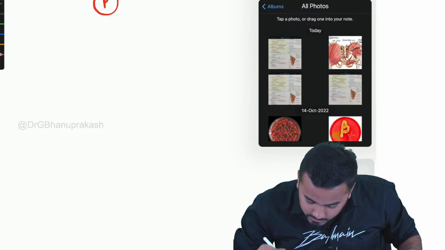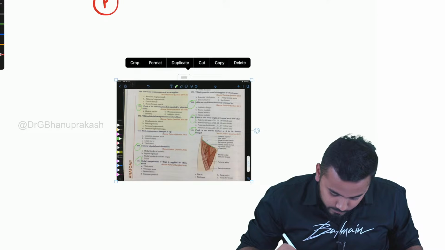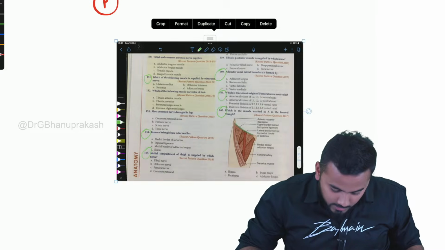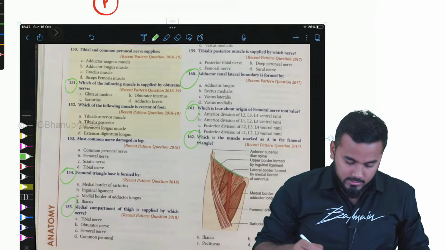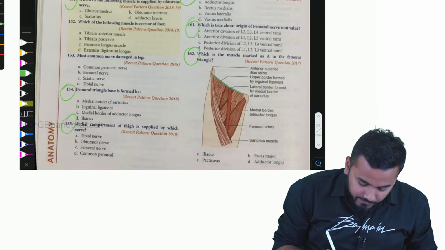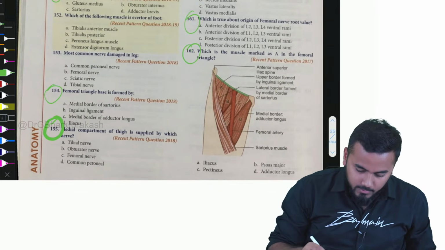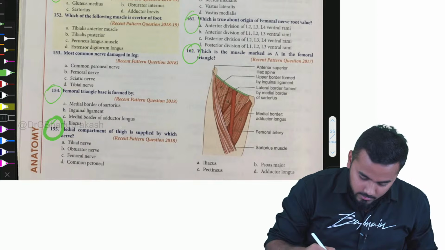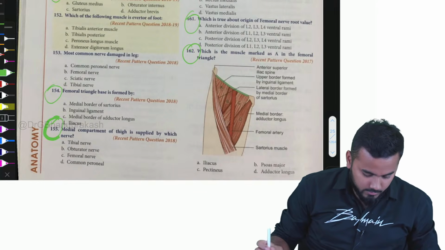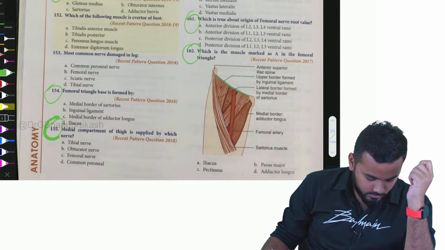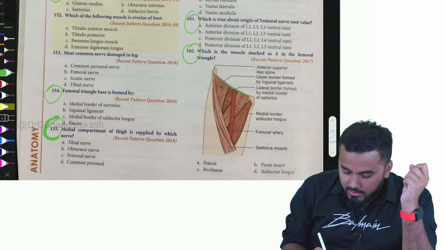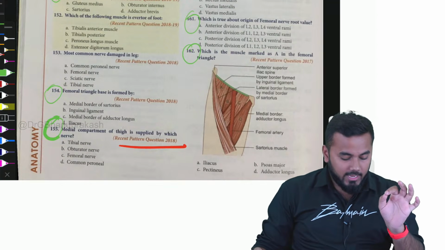Let me show you an example, guys. Yeah, look here, guys. Look at this part here. Look at question number 155. What is the question telling? Medial compartment of thigh is supplied by which nerve? This was asked in 2018.